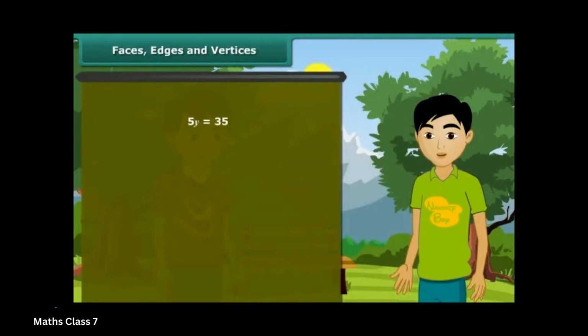Now take the equation 5y is equal to 35. To get just y on the LHS, we will divide both the sides by 5. So we get LHS equal to y and RHS equal to 7. Hence, we get the result y as 7.